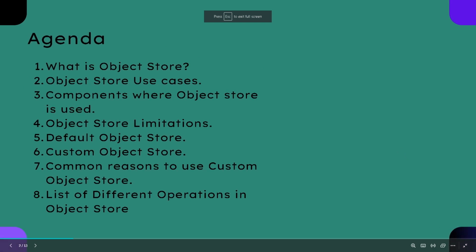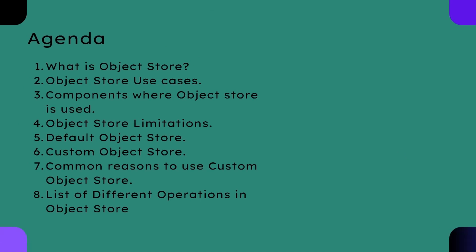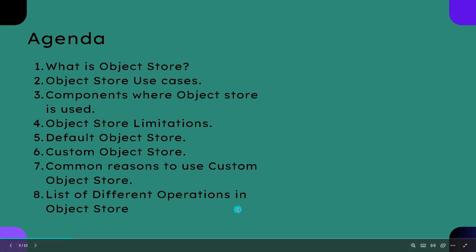Hi friends, welcome to today's session on object store in Mule 4, part 2. As you know, in the previous part we discussed the following points: what object store use cases, components, limitations, default object store, custom object store, common reasons to use object store, and the list of different operations we usually use in object store.